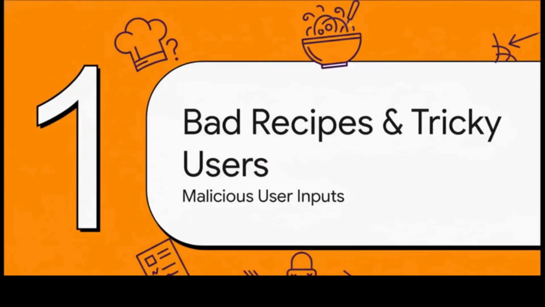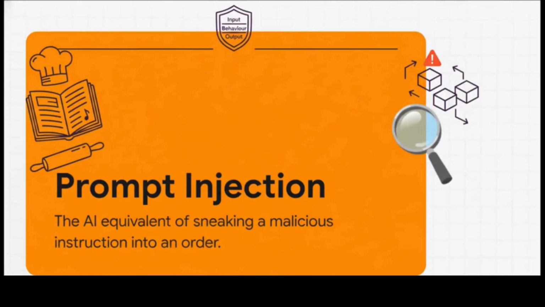All right, let's start with the most direct kind of threat, malicious user requests. Or, in our kitchen, we'll call them tricky customers with bad recipes. These are basically attempts to mess with the AI from the outside in. First up is prompt injection.